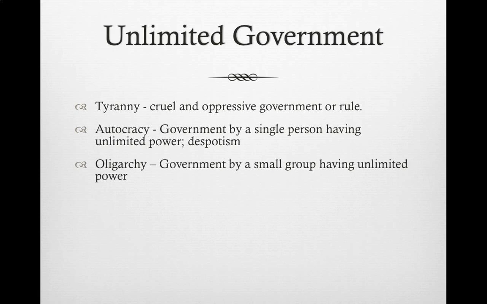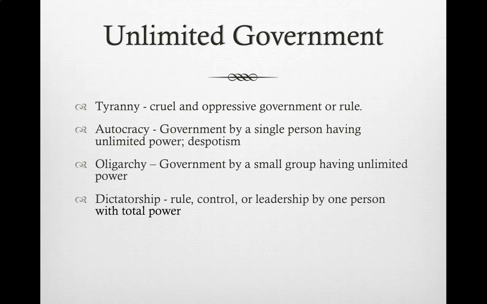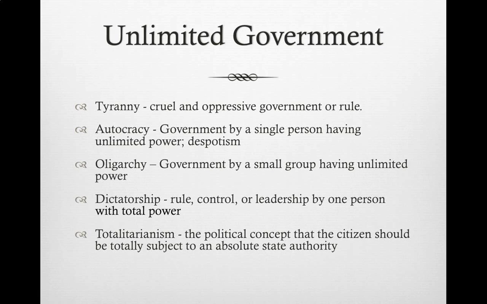Oligarchy, this is where you have a government by a small group, once again having unlimited power. And dictatorship is rule, control, or leadership by one person who has total power. And then this idea of totalitarianism, the political concept that a citizen should be totally subject to an absolute state authority. So once again, King George III during the Revolutionary War would have fit many of these definitions. Hitler obviously was a tyrant. He was an autocrat, dictator, totalitarian. All of those terms describe him.